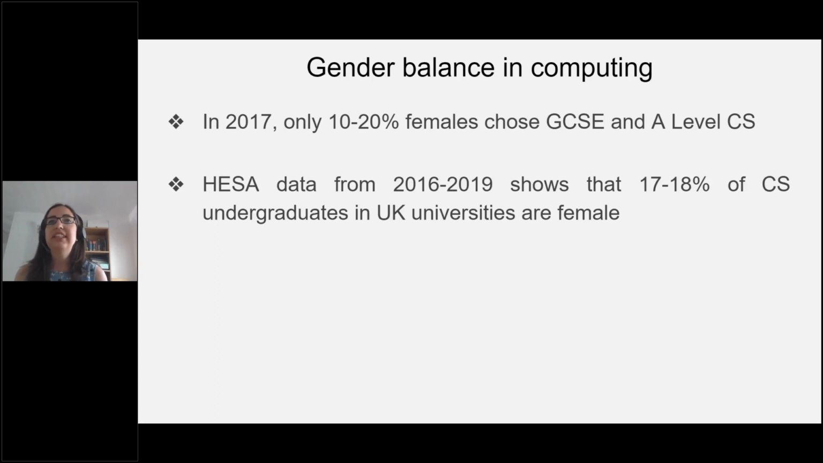And what's interesting is if you look at the university undergraduate data, from between 2016 and 2019, there was an increase in students taking computer science at undergraduate level, but within that increase, the proportion of female students stayed almost exactly the same, so it was 17 to 18%, and that's obviously very similar to the number taking GCSE and A-level. So this might be what you expect, but it also highlights that if you don't get them at GCSE and A-level, they're not going through that pipeline into undergraduate studies. They don't suddenly take it if they haven't taken it at earlier levels.